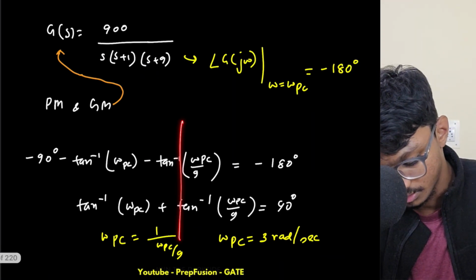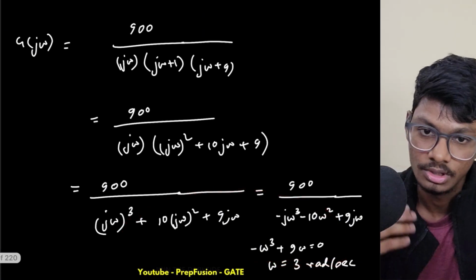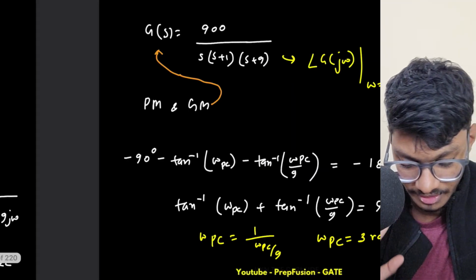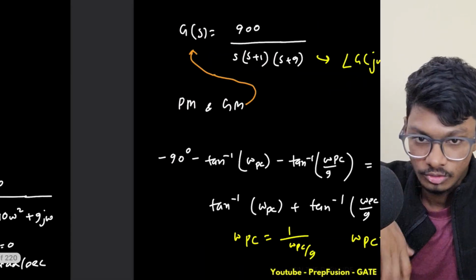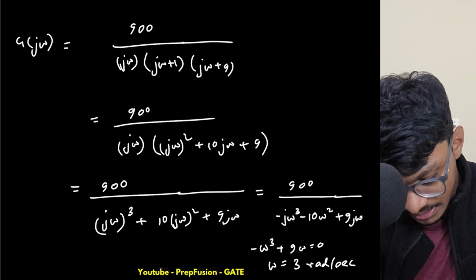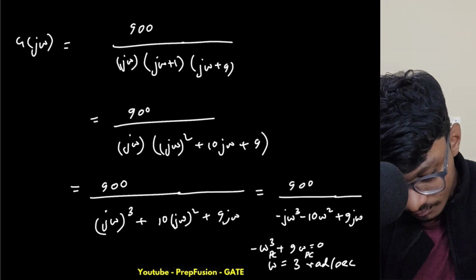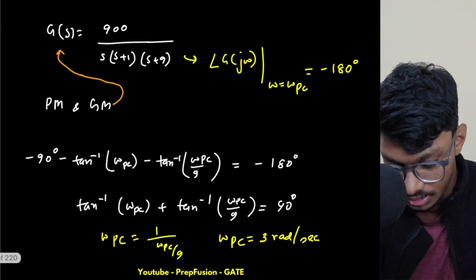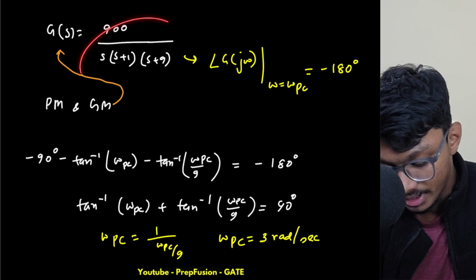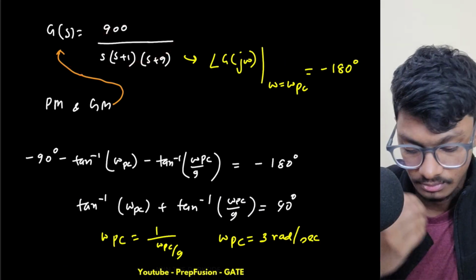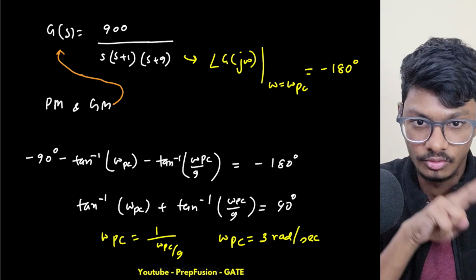Okay, either you follow this or follow this, whatever you follow, you get to the final answer. That is more important. Okay, so now we got to the omega pc. This is the omega pc, the phase crossover frequency. Finding the omega gc is difficult, as I told, for a third order system. Equating this with gain equals to 1 is difficult.